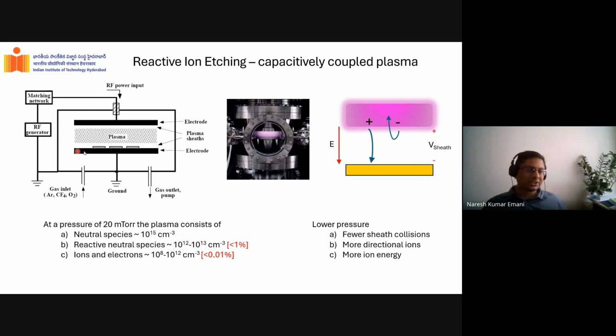Okay. And in addition, this RF is not really that straightforward. There has to be something called a matching network, which essentially impedance matches and things like that. There are some tricks you have to play with this. There's an RF source, a high power RF source, and then you have this sort of a chamber.